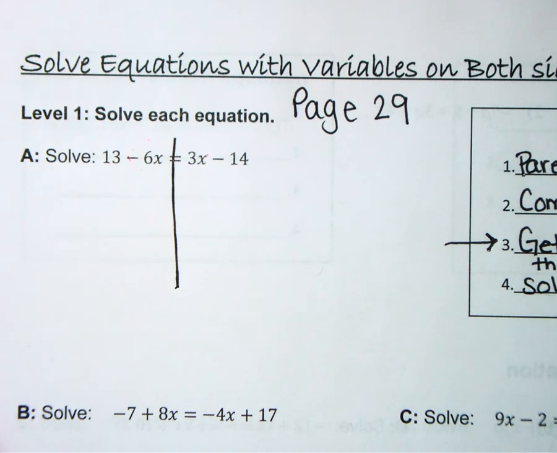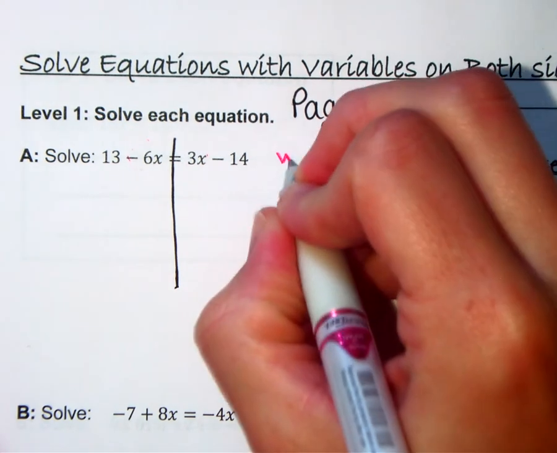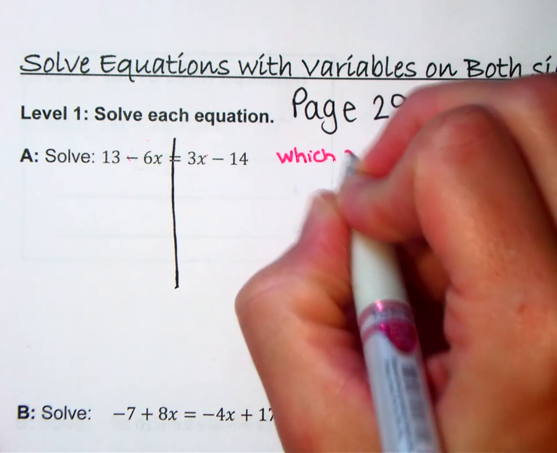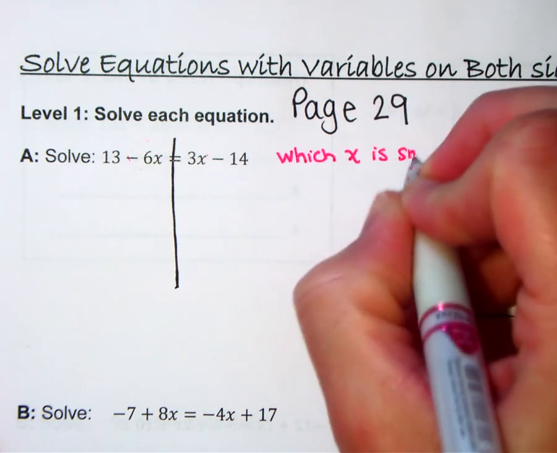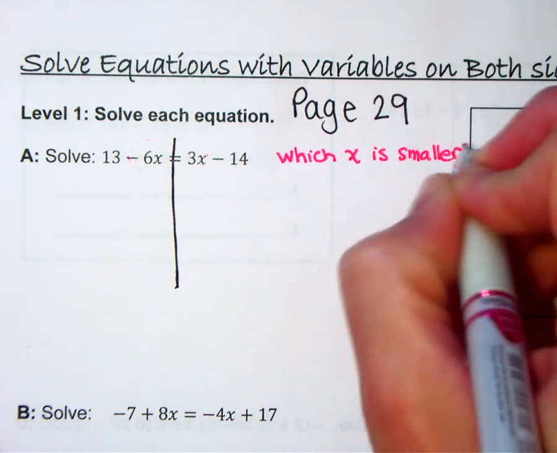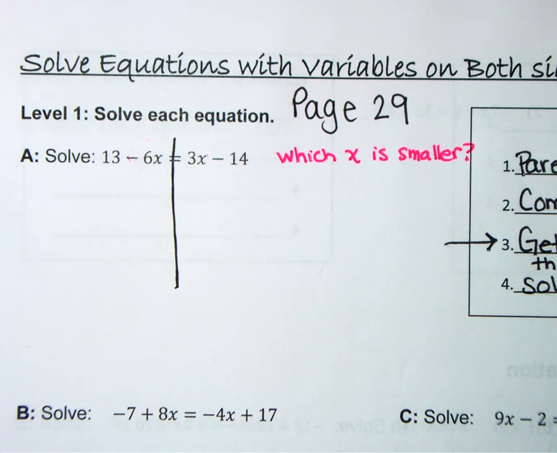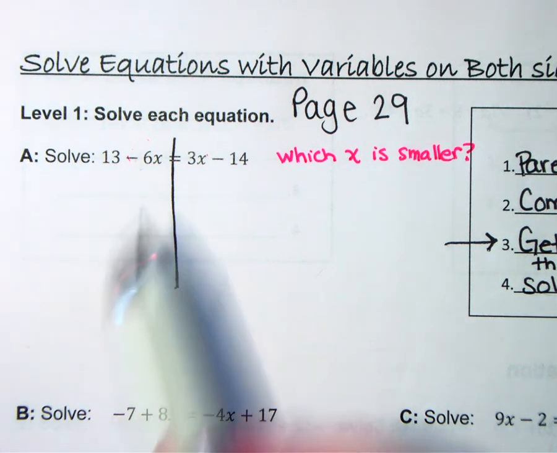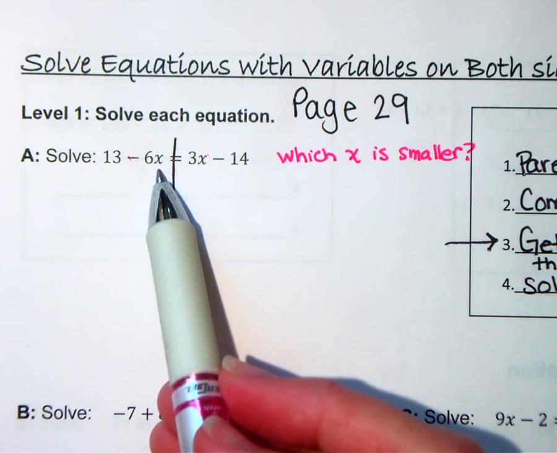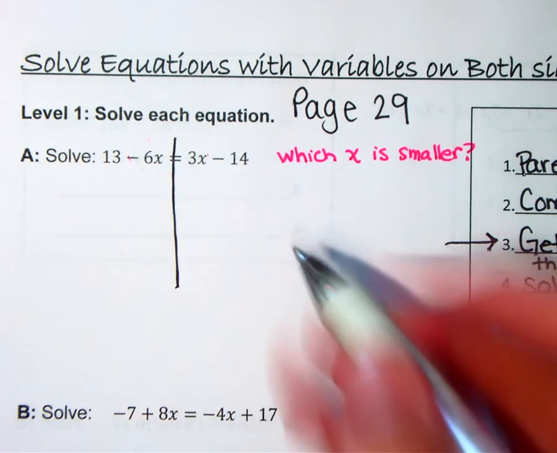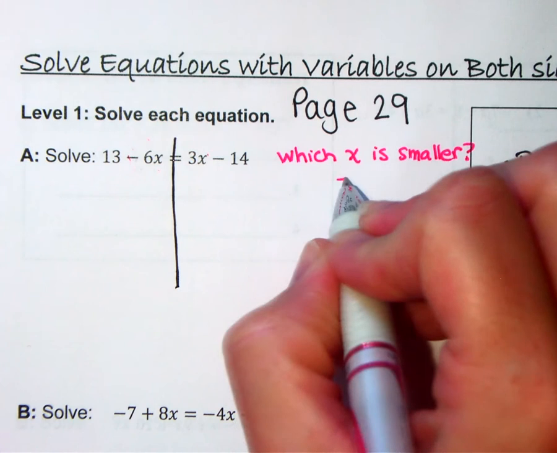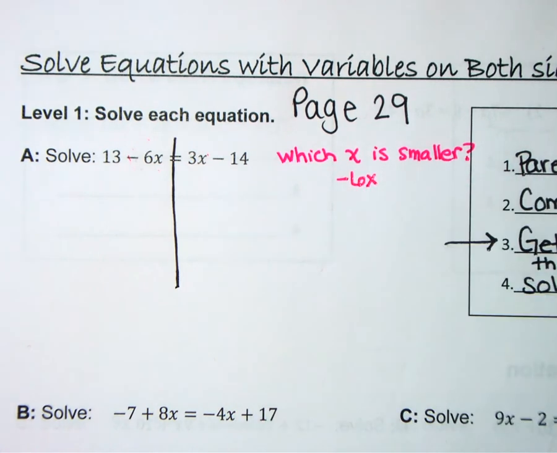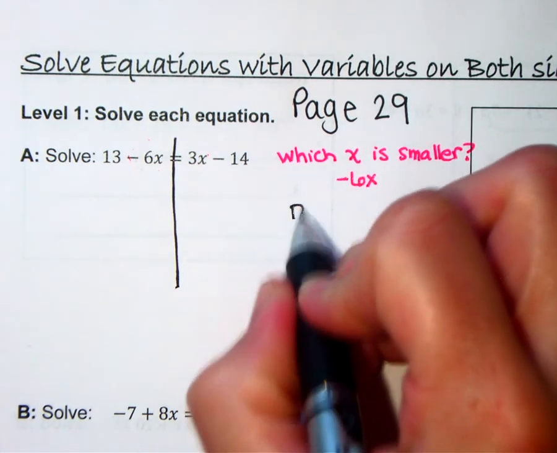This is the question I'm going to ask you every time we get to this. Which X is smaller? And you don't actually have to do it that way, but the reason I do it that way is so that you never have to worry about negative numbers. Wouldn't that be nice to not have to worry about negative numbers? Okay, so which one is smaller? Well, my -6x is smaller than my +3x. So we decide that -6x is smaller. So here's what we're going to do. We're going to do the opposite.